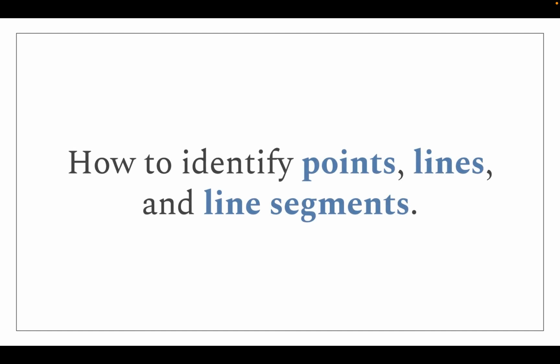How to identify points, lines, and line segments. Let's take a look at this dot, but it's actually called a point. A point tells us a specific location, and it's usually named by a capital letter. In this case, it's point A.